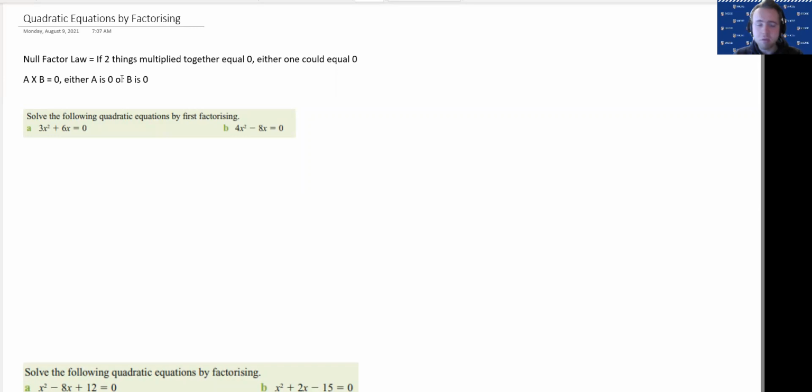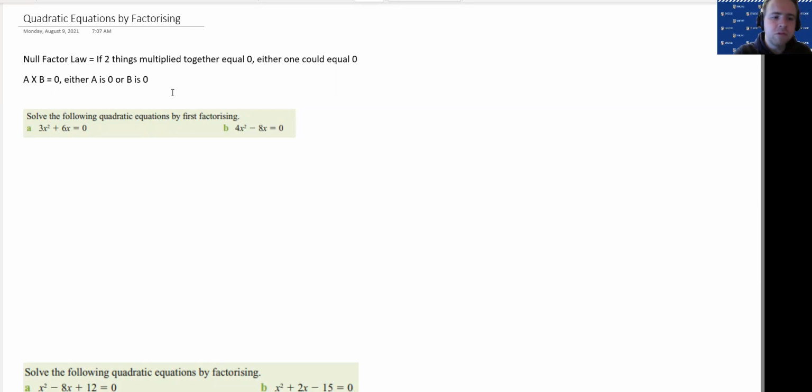In the same way as we did last week, we now have two possible answers, two possible solutions to this equation. So when we factorize a quadratic expression, what we're going to end up with is two things multiplied together. And we're going to use this null factor law to come up with the solutions by saying either the first thing we're multiplying is 0 or the second thing we're multiplying is 0. Let me show you how to set out your working for this.